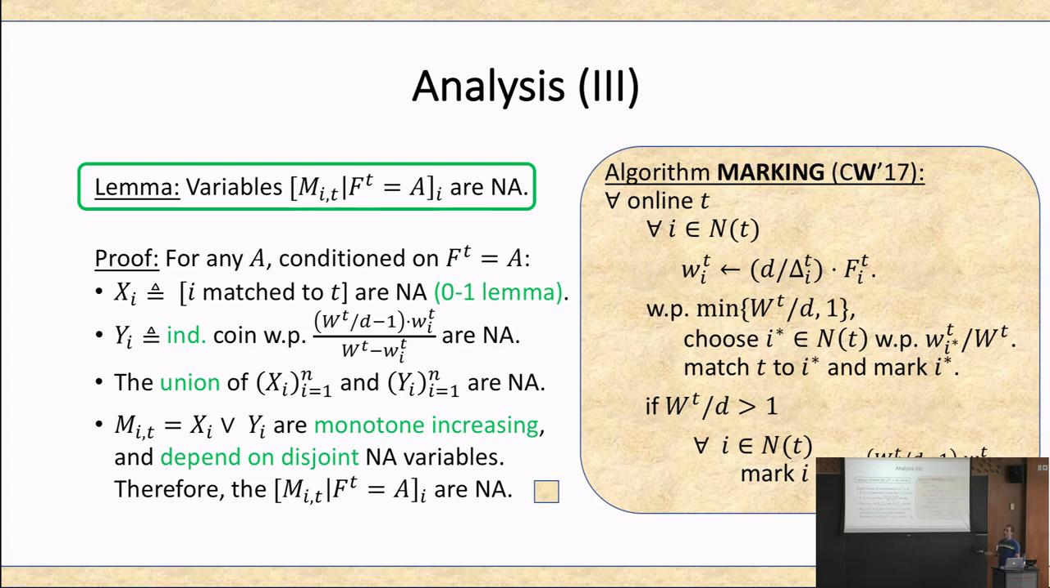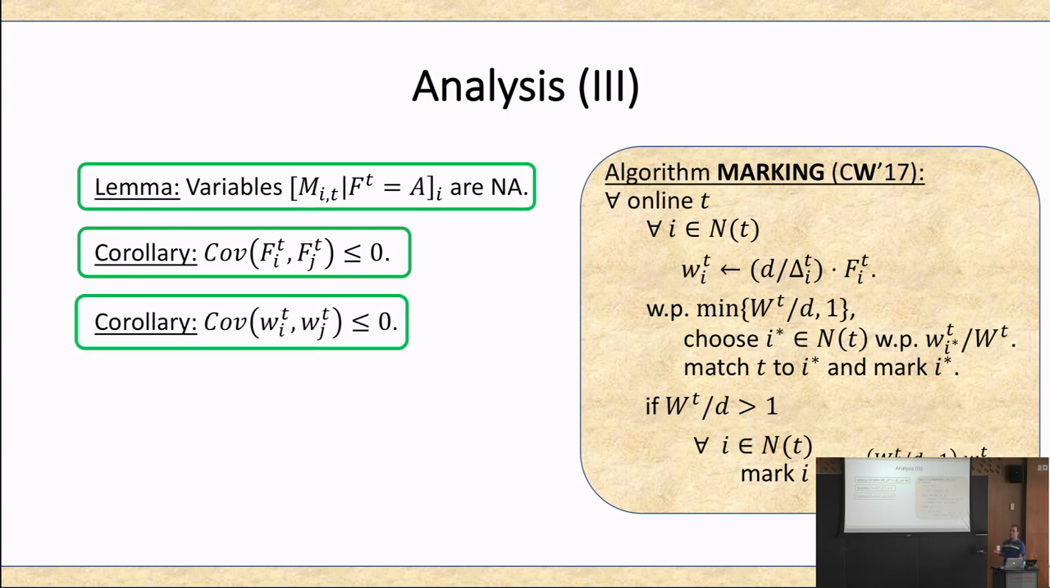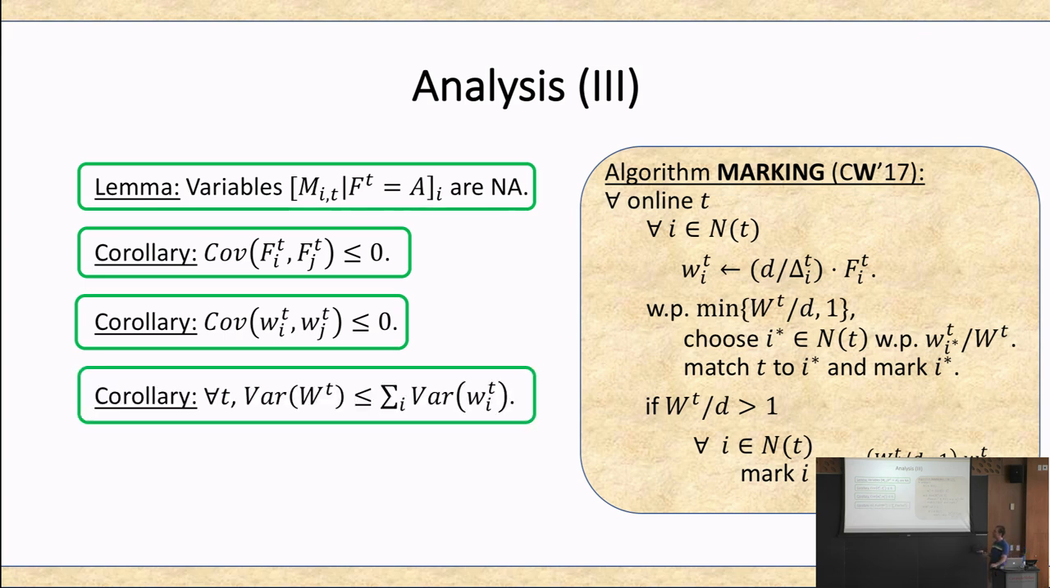Okay, so what do we get from this? First of all, I claim that we get negative correlation between F_TI and F_TJ, which in particular means that the weights W_TI and W_TJ are negatively correlated. The weights are just these indicators times some value. And in particular, we find that the variance of W_T is at most the sum of the individual variances of the W_TIs.